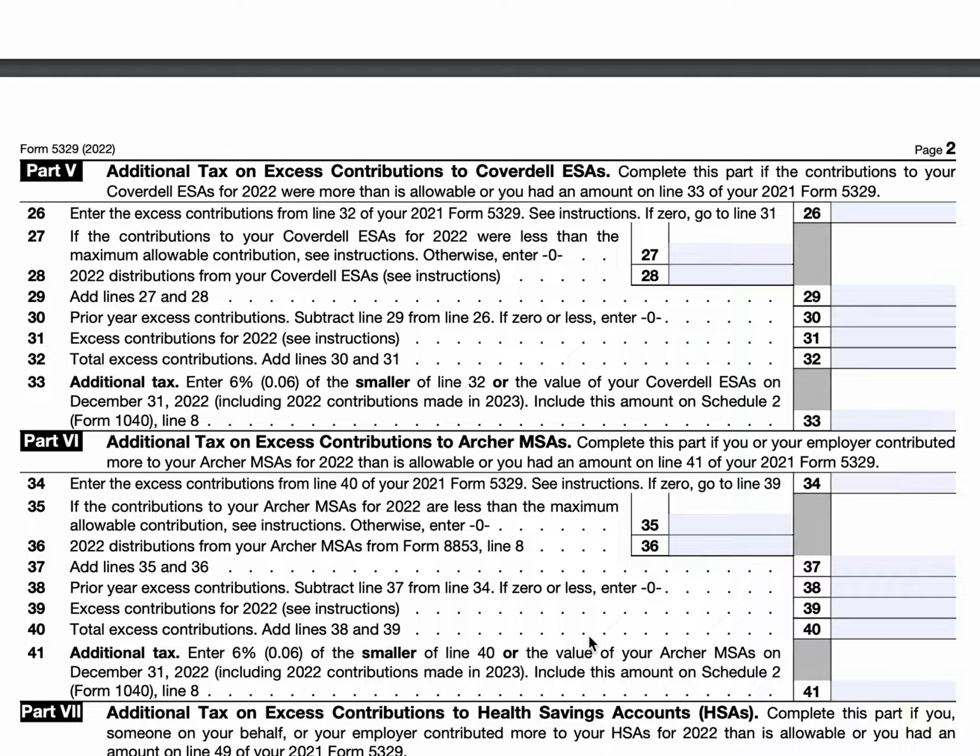In line 40, you will add lines 38 and 39. This represents your total excess contributions. For line 41, additional tax, calculate 6% of the smaller of line 40 or the value of your Archer MSAs as of the end of the tax year. Include this amount on Schedule 2, line 8.